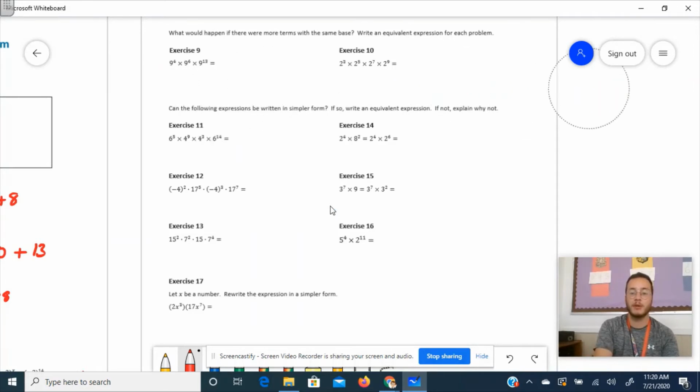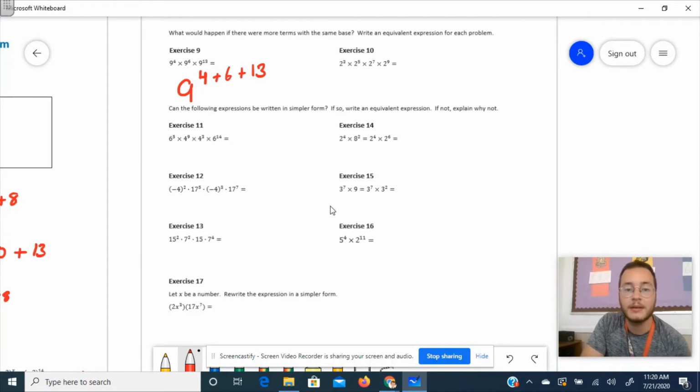But you have to remember those bases have to be the same number in order for you to add their exponents. So if I had 9 to the 4th power times 9 to the 6th power times 9 to the 13th power, then I would get 9 is my same base to the 4th plus the 6th plus the 13th power. And that would be my simpler version. And now I have exercise 10, 2 to the 3rd power times 2 to the 5th power times 2 to the 7th power times 2 to the 9th power. My base is 2.